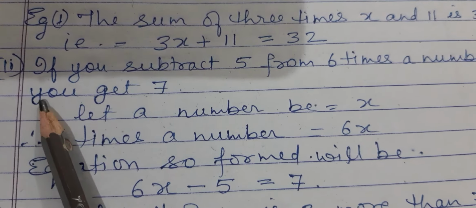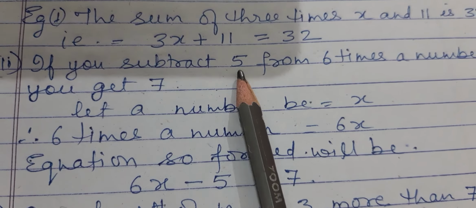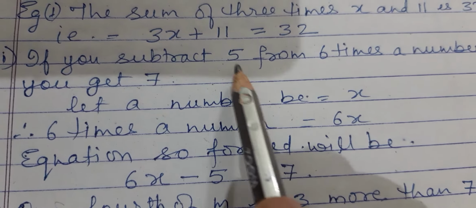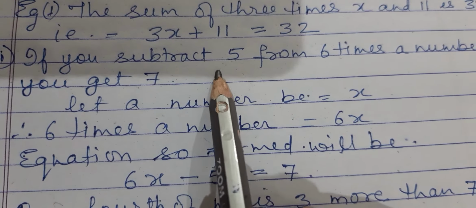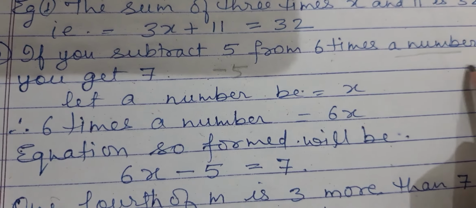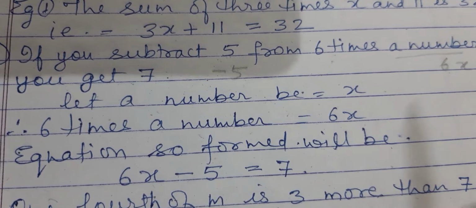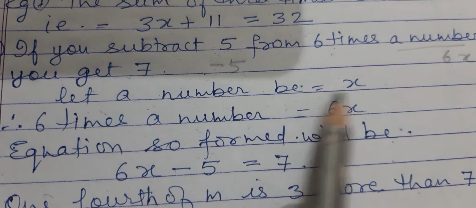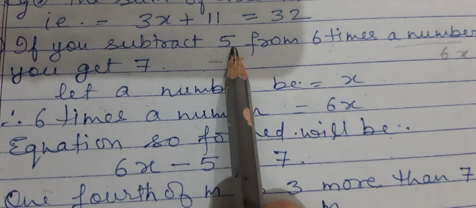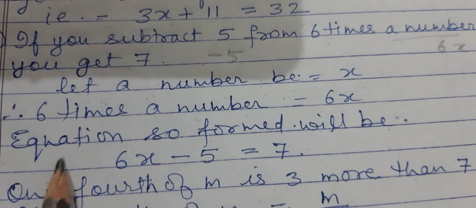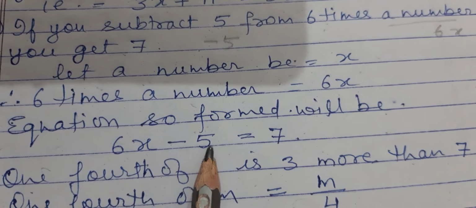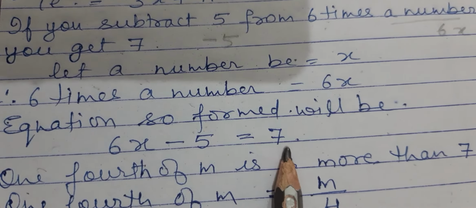Now another example, if you subtract 5 from 6 times a number, you get 7. It means you have to subtract 5, that is minus 5, from 6 times a number. Let a number be x, so 6 times a number means 6x, and 5 you have to subtract from 6x. So the equation so formed will be 6x minus 5 equal to 7.